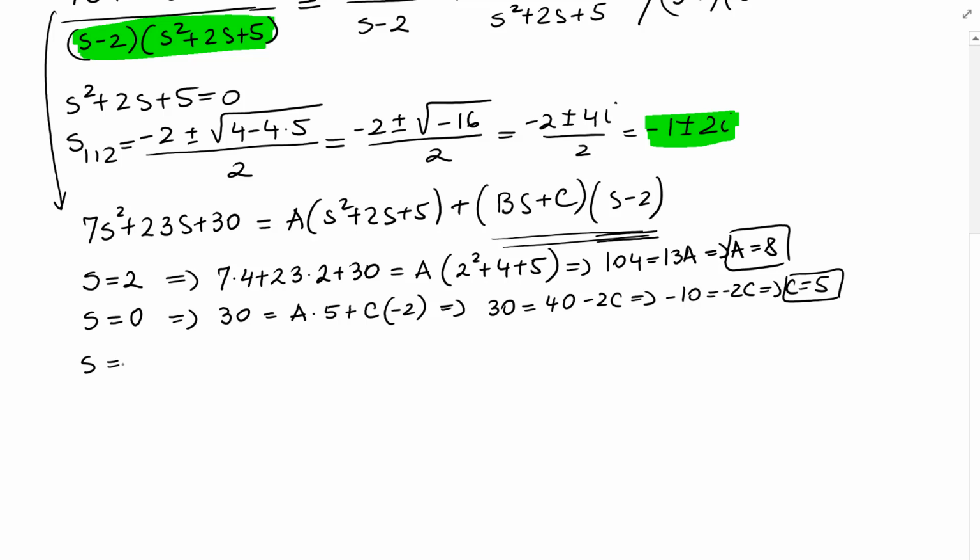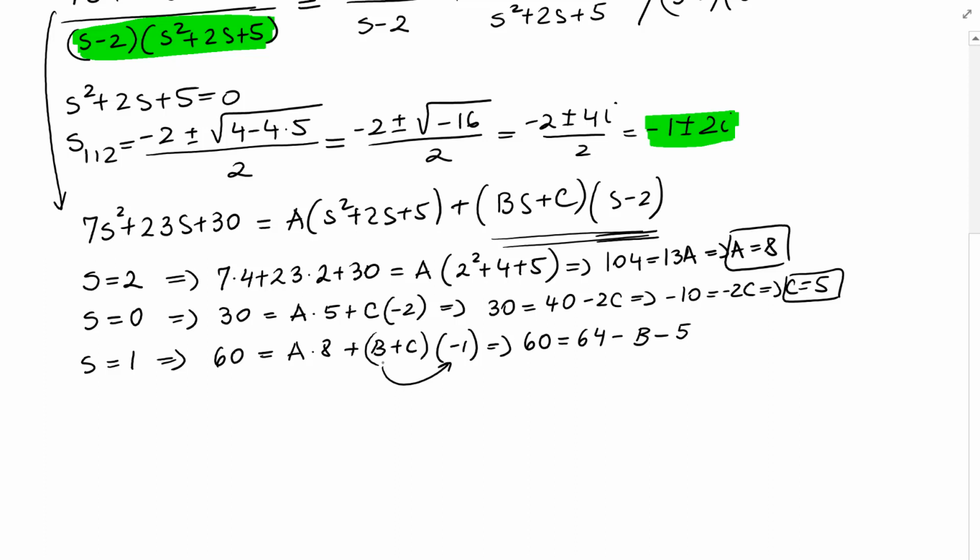And then for another value of s, we can pick any number we want, so s equals 1. On the left hand side we're going to get 60, and on the right hand side we're going to get a times 8 plus b plus c times negative 1. So 60 equals, we know what a is, so that's 8 times 8, so that's 64, minus b minus c, but c is 5.